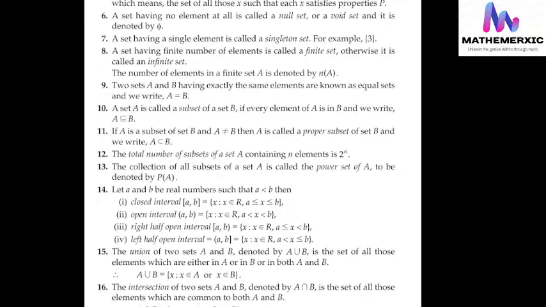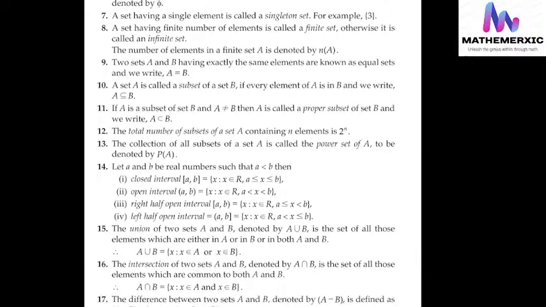If the elements are the same, counting will obviously be the same here. So equal sets will be equivalent, but equivalent sets will not be equal, because for equivalent sets the number will be the same but the elements can be different. A set A is called a subset of a set B if every element of A is in B, and we write A is a subset of B.